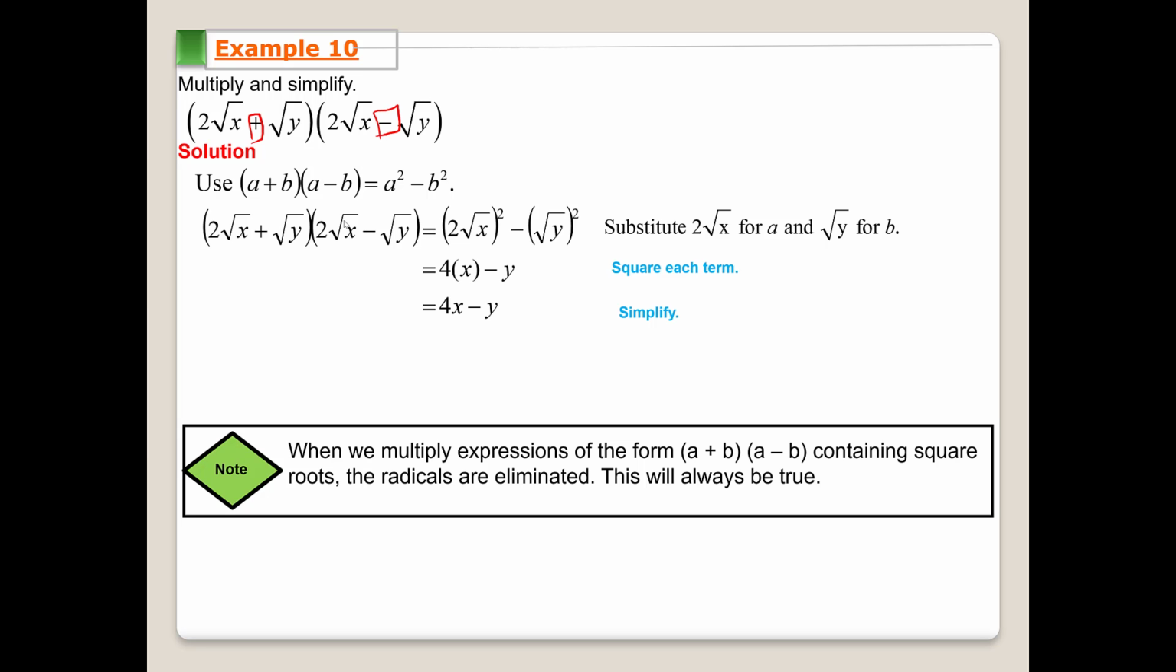Now again, if you don't remember that rule, you can do the FOIL method just as we talked about, and it'll still work out the same. Of course, it'll be a little bit longer process if you don't know the little trick of it equaling a squared minus b squared. However, you will still come up with the same exact answer.